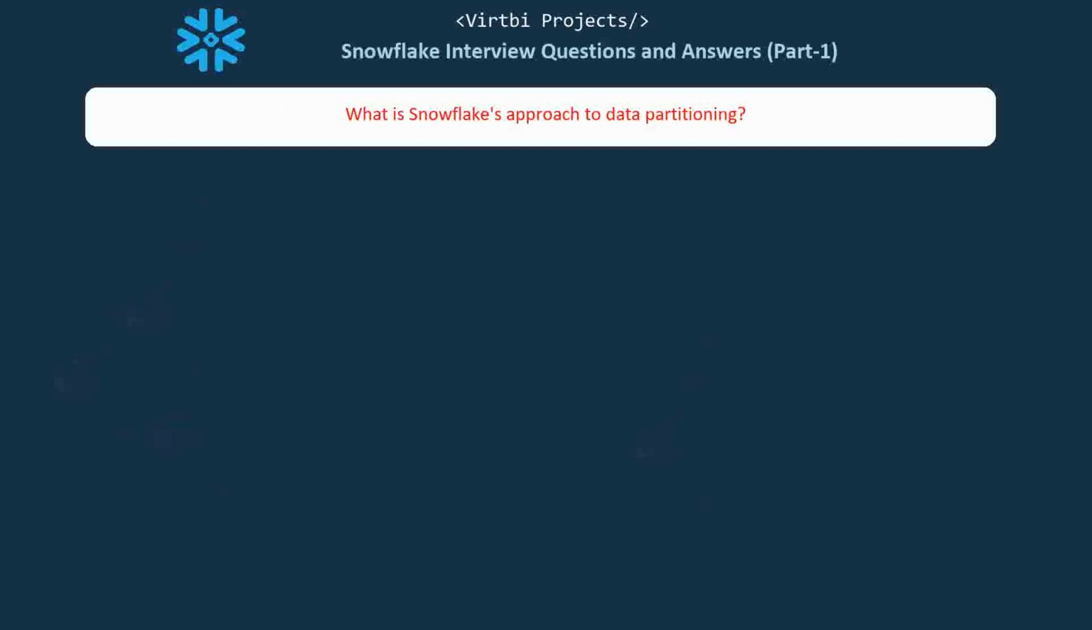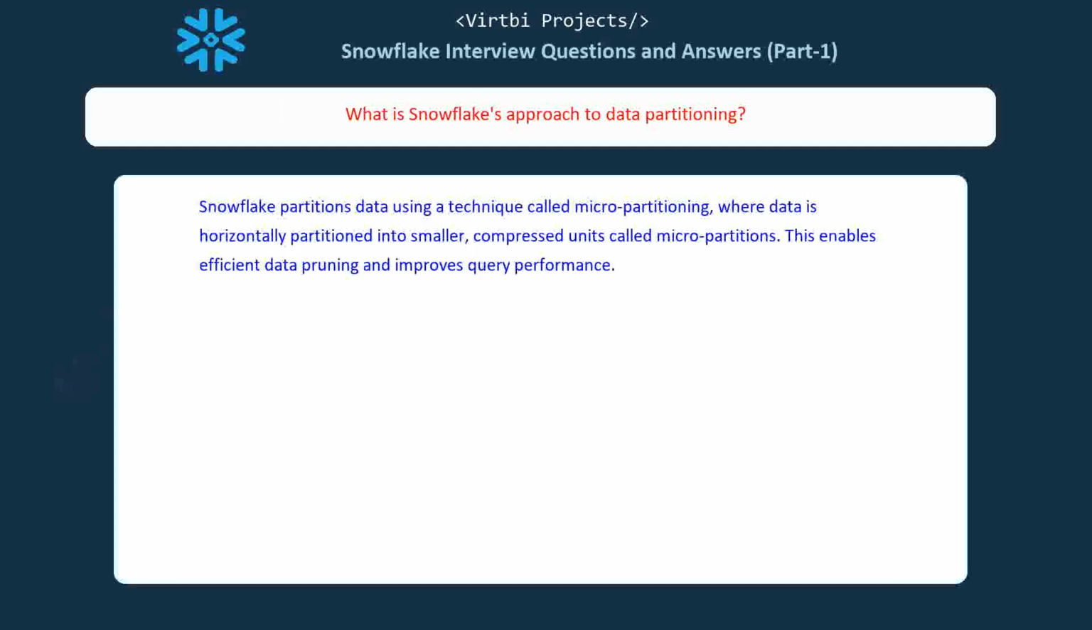What is Snowflake's approach to data partitioning? Snowflake partitions data using a technique called micro-partitioning, where data is horizontally partitioned into smaller, compressed units called micro-partitions. This enables efficient data pruning and improves query performance.